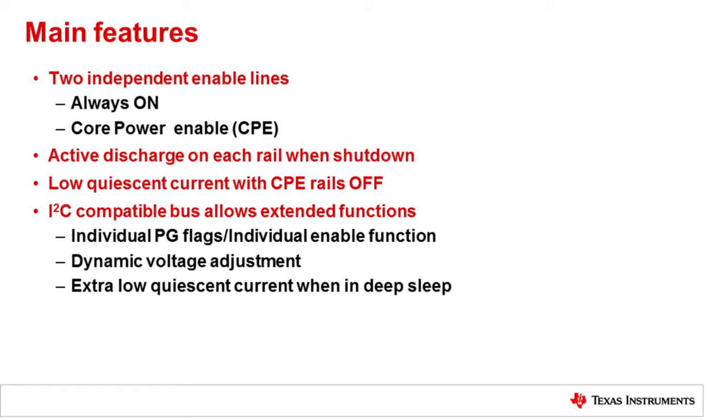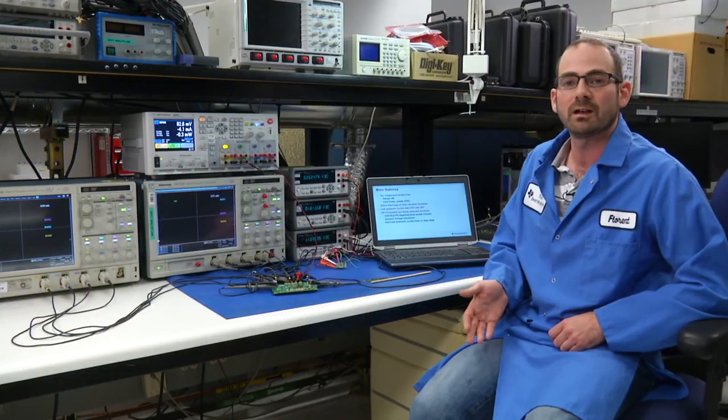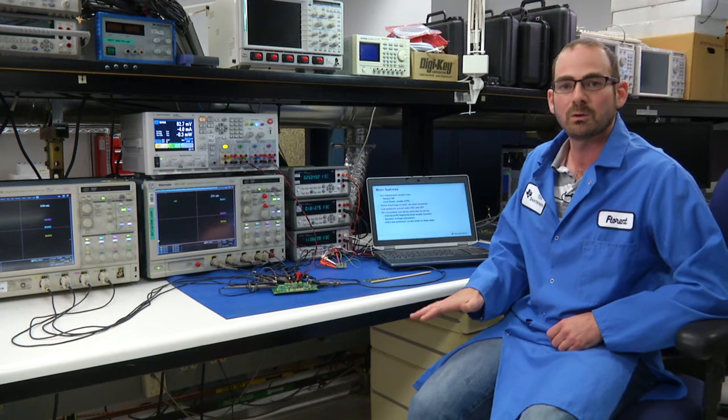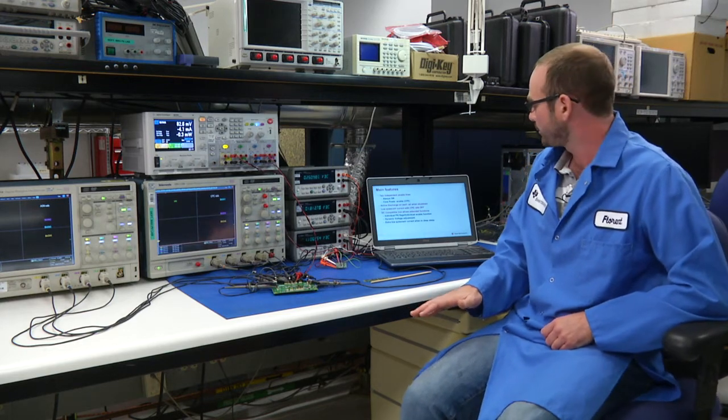The LM10692 has 2 independent enable lines, one for the low power rails, the always on rail, and one for the core power and the flash drive, the CPE rails. The LM10692 has integrated active discharge circuitry on all the rails so that when the rails are shut down, the output voltage can be quickly brought to a low level to reset the solid-state drive.